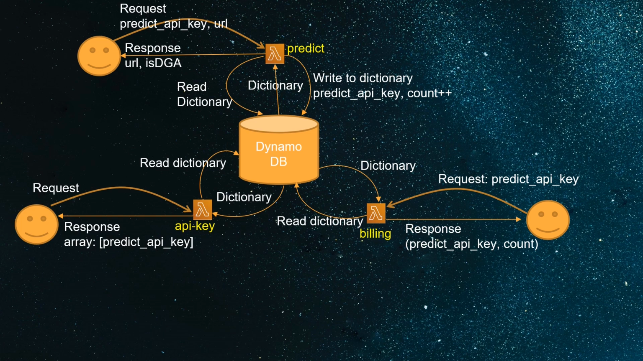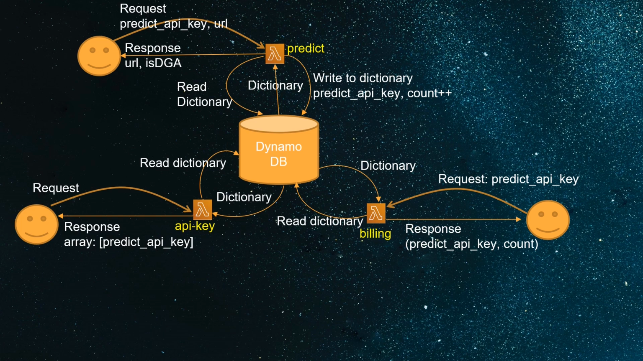For billing, there are two API endpoints. The first billing API endpoint is the API keys endpoint. Whenever the user makes a request to the endpoint, the Lambda reads the dictionary from the DynamoDB and sends an array of all dictionary keys, which are the predict API keys that were received earlier.